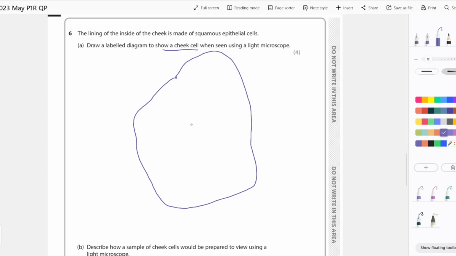And then we're just going to draw the nucleus in the center. So this is the cell membrane. You need to label that. You need to label the nucleus, so that is the nucleus. And then lastly, the cytoplasm.